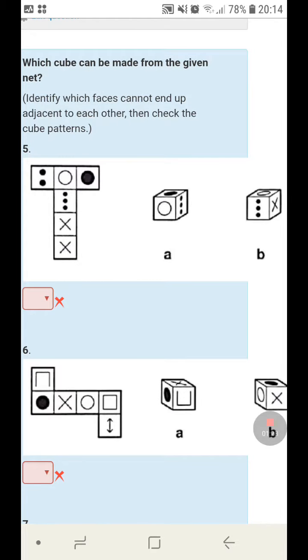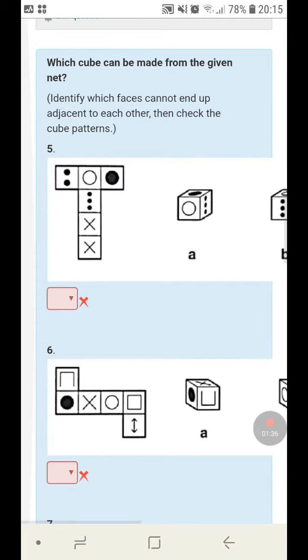And then using this method, you can eliminate the ones that are wrong. Then you get the one left. That's the correct one. A good practice is to draw and cut out the nets and play with them, to get first-hand experience. It's really good practice for children as well.